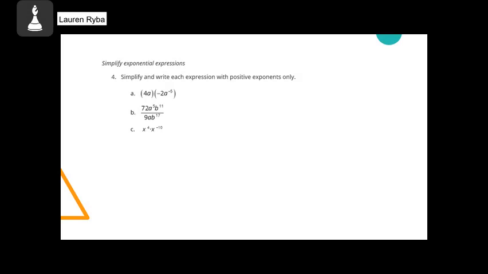Combining it all together here, let's write all our answers with positive exponents. So 4a times negative 2a to the negative 5th. I'll always do my numbers first. It's telling me to do 4 times negative 2, and then I have a times a to the negative 5th. Well, 4 times negative 2 is negative 8.